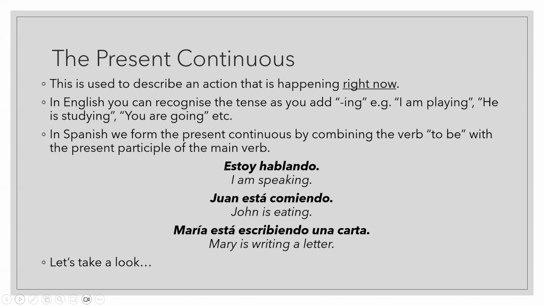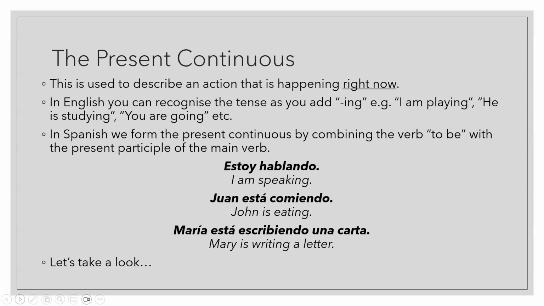In Spanish, we form the present continuous by combining the verb to be, the verb estar, you may have noticed, with what we call the present participle of the main verb. So that's estar, and then the main action in a formation called the present participle. You've got 3 examples on the screen there. Why not say them after me? Estoy hablando. Juan está comiendo. María está escribiendo una carta.